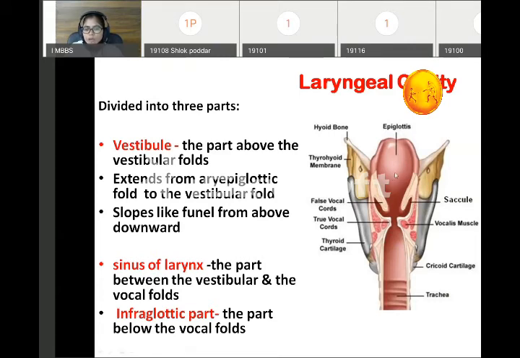First is the vestibule, which is present above the vestibular fold, between the aryepiglottic fold and the vestibular fold. Then there is the sinus of the larynx, which is present between the vestibular fold and the vocal fold. This one is the sinus of the larynx. And below the vocal fold, the space is called the infraglottic part. Vocal folds are also called vocal cords. Vestibular folds are also called false vocal cords, and vocal folds are called true vocal cords.